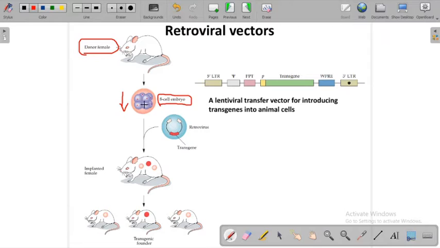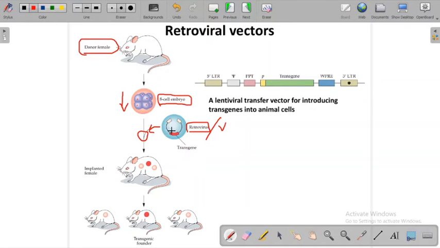Now if we select one of the stem cells out of it, we inoculate our transgene into that cell, carried in the retrovirus or any vector molecule. So we inoculate it, and there is a recombination. With the help of the recombination procedure, it gets inserted into that particular stem cell.